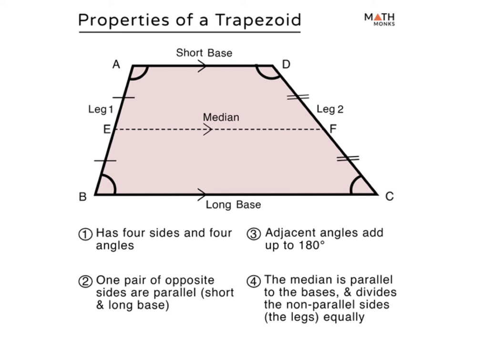Trapezoids have 4 sides and 4 angles, obviously. You have only one set of parallel lines, unlike the parallelogram. Adjacent angles add up to 180. For just any trapezoid, your base angles are not congruent. It has to be an isosceles, okay? So for any trapezoid, you have the adjacent angles that add up to 180, but you do not necessarily have congruent ones. That's only on the next one.